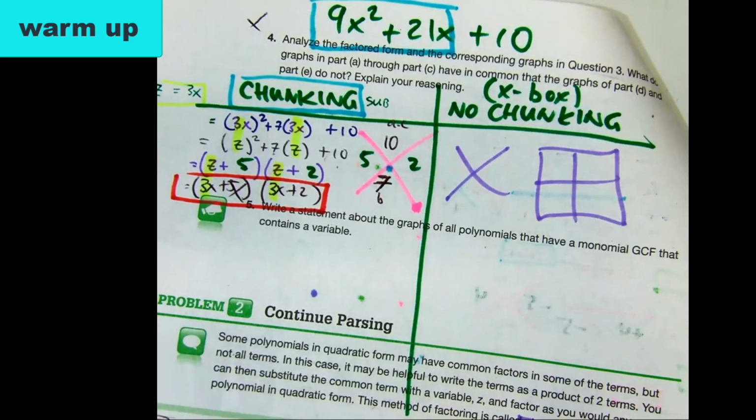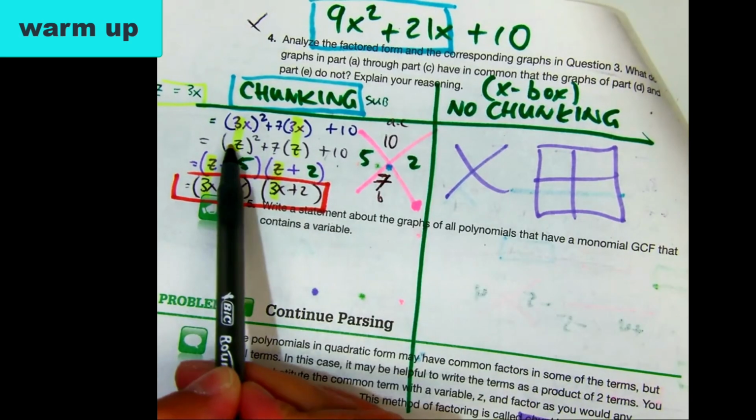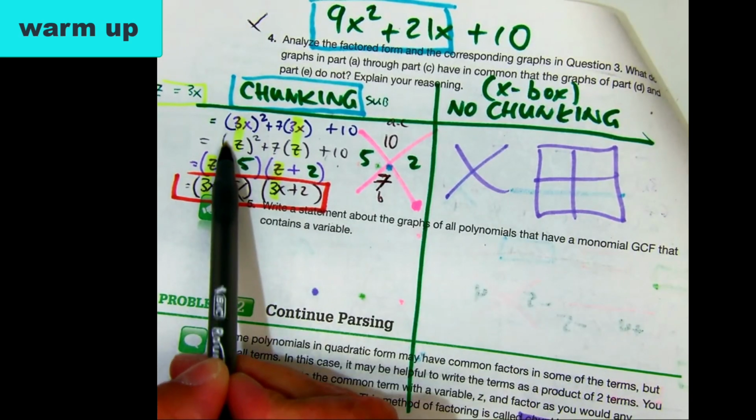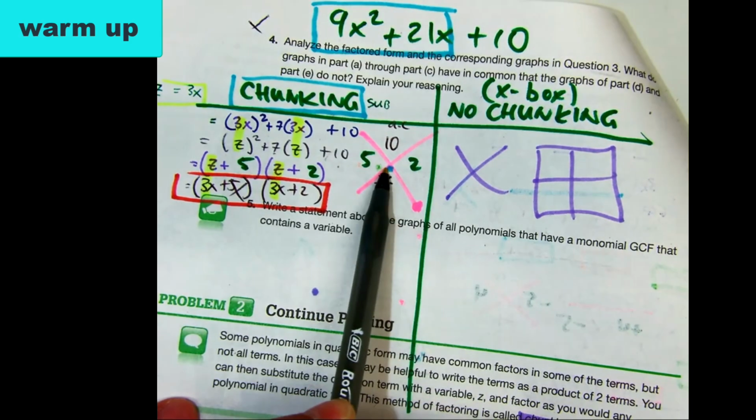Jeremiah, when do you use the box? When it's greater than 1? When the A value is greater than 1. Alberto, when do you use the box? When the A value is greater than 1. Notice on this one, with the substitution, my A value is just 1. That's why I only use the X.